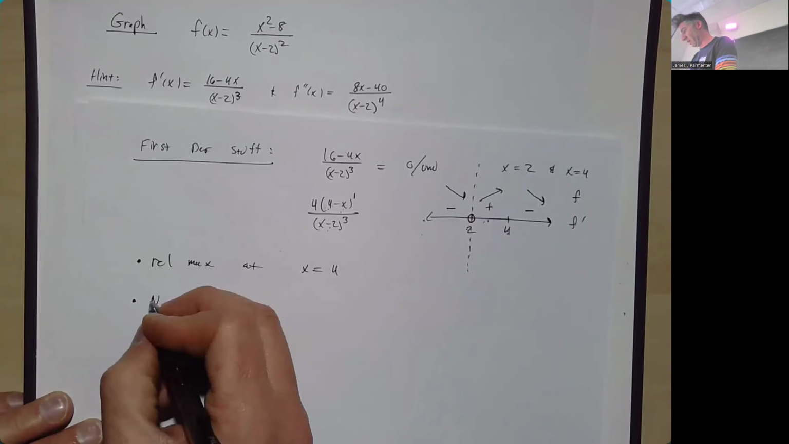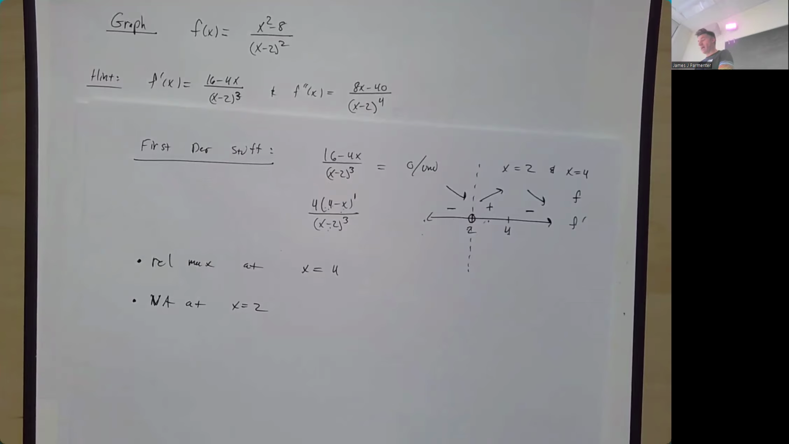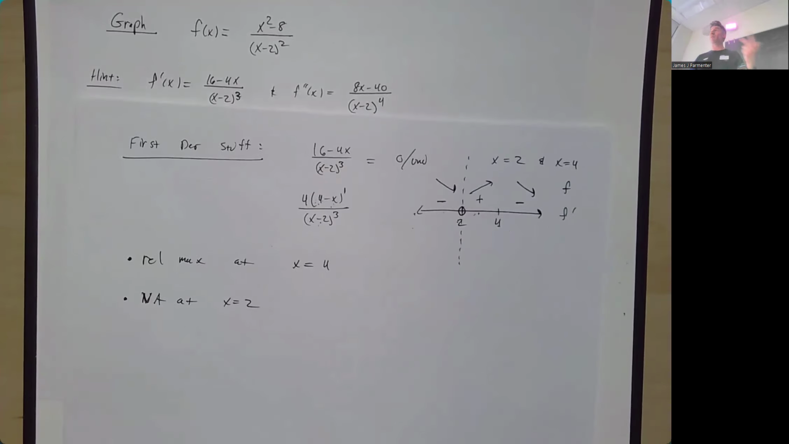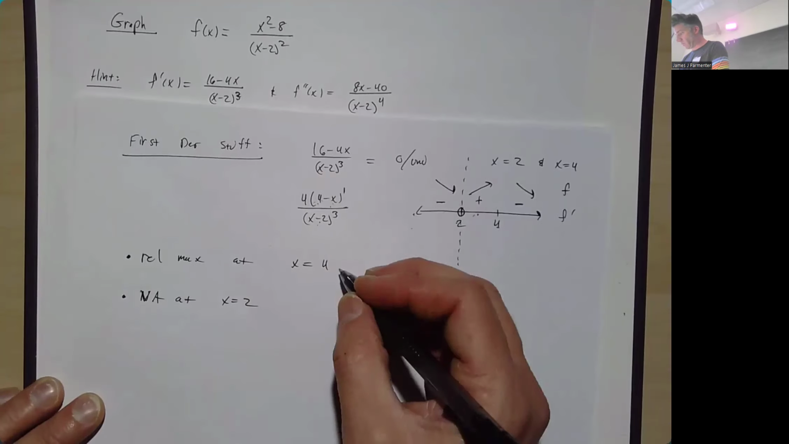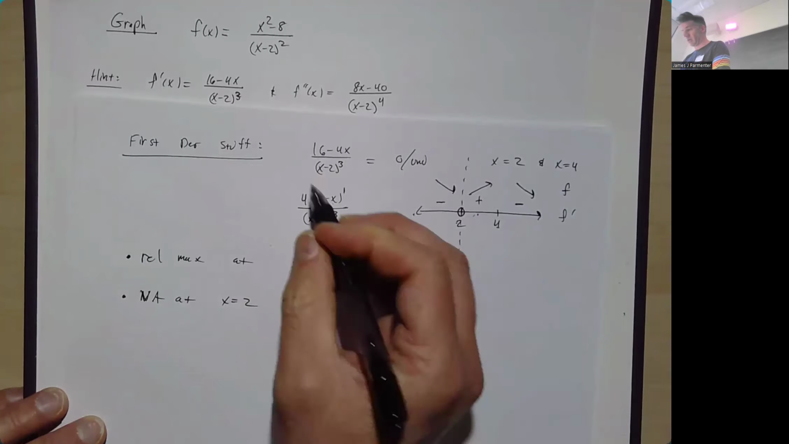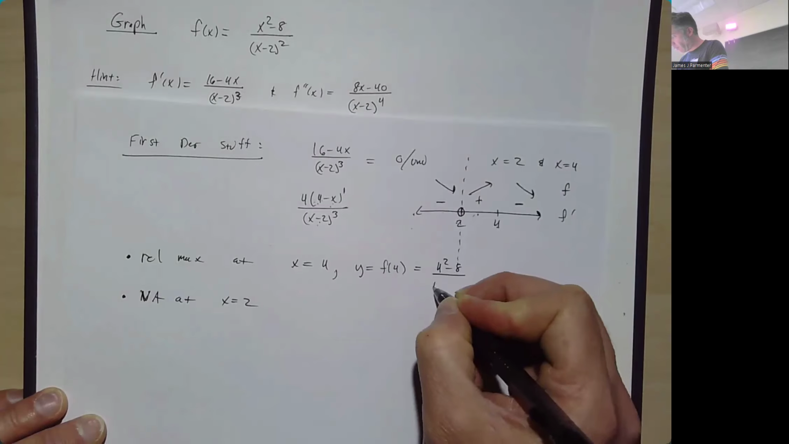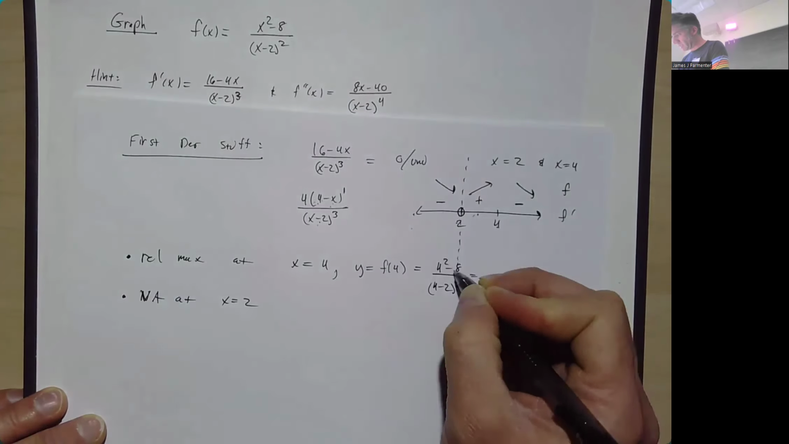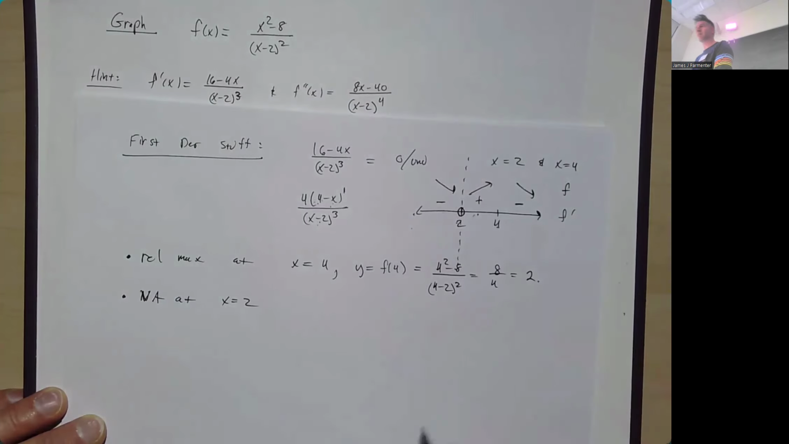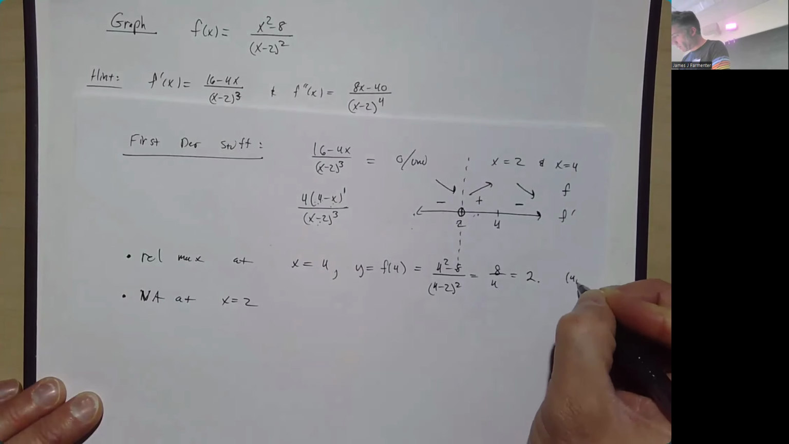I shouldn't say nothing. I should say we have a vertical asymptote at x equal to 2. So to have a relative maximum at x equal to 4, I should plug 4 back into the original function to find the y value. So x equals 4 and y equals f of 4, which is, looking at my original function here, 4 squared minus 8 over 4 minus 2 squared. That's 16 minus 8 over 2 squared, which is 2. Cool. So my relative maximum is at the point 4, 2.